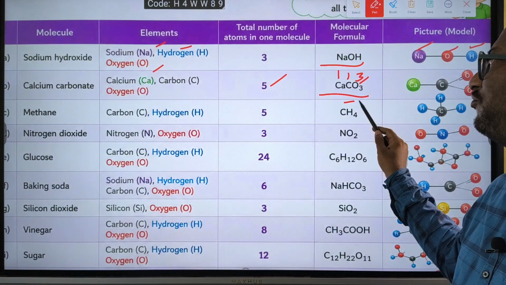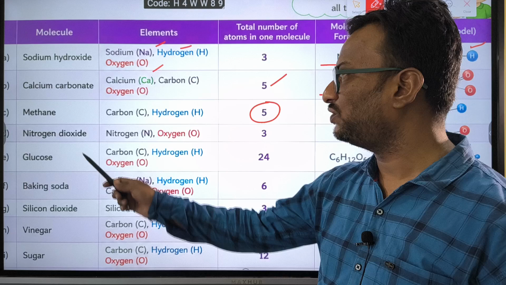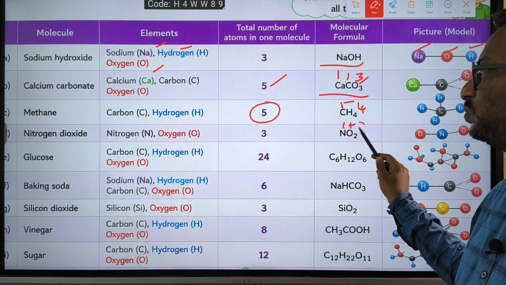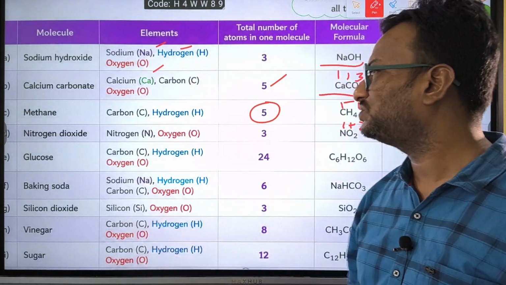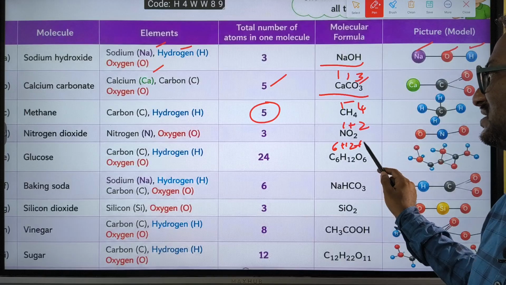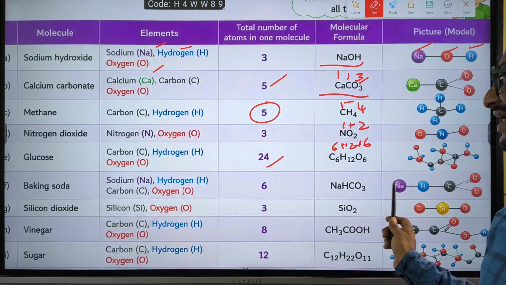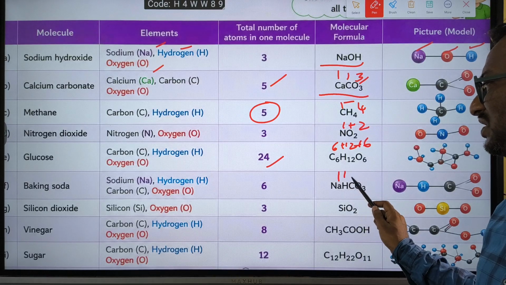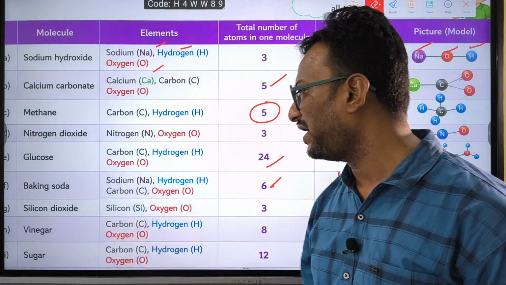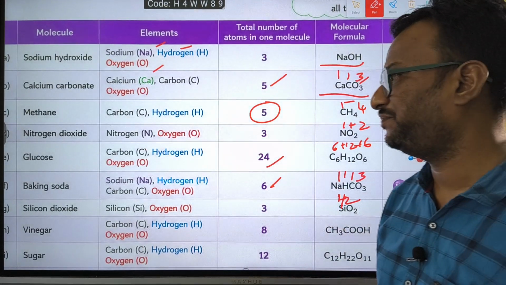Methane, CH4, 4 hydrogen atoms and 1 carbon, total 5. Nitrogen dioxide NO2, that is 1 plus 2, that is 3. Glucose C6H12O6, 6 plus 12 plus 6, that is 24. Baking soda NaHCO3, 1 sodium, 1 hydrogen, 1 carbon and 3 oxygen, so total 6. Silicon dioxide SiO2, 1 silicon and 2 oxygen atoms, 1 plus 2 is 3.